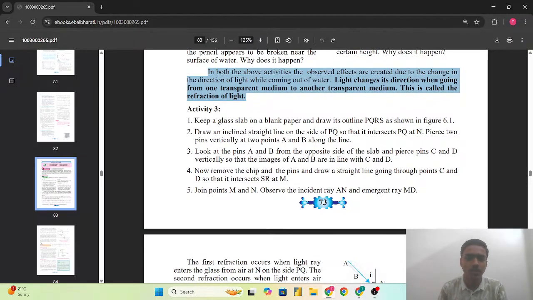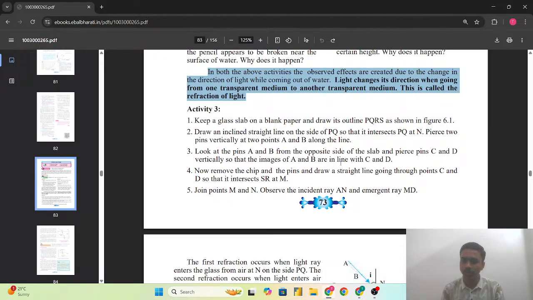Pierce two pins vertically at two points A and B along the line. Look at the pins A and B from the opposite side of the slab and pierce pins C and D vertically so that the images of A and B are in line with C and D. Next, now remove the slab and the pins and draw a straight line going through the points C and D so that it intersects SR at the end.